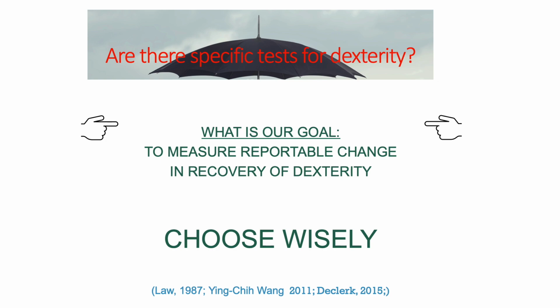Are there specific tests for dexterity? What is our goal? To measure reportable change in the recovery of dexterity. Internationally, authors such as Law, Wang, de Klerk, and others suggest tests which are psychometrically robust should be simultaneously practical, brief, portable, low cost, and easy to administer, score, and more important, meaningful to the client.